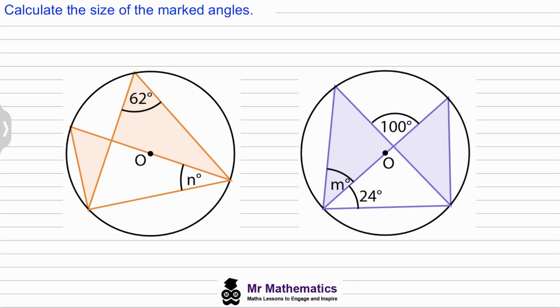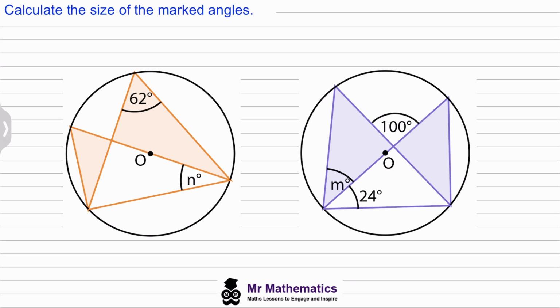So these two questions follow on from the previous lesson where we found the angle at the center is double the angle of circumference. Do you want to try and work out angle N in this diagram and angle M in this one? You can pause the video and come back when you're ready. Okay, so welcome back if you had a go.